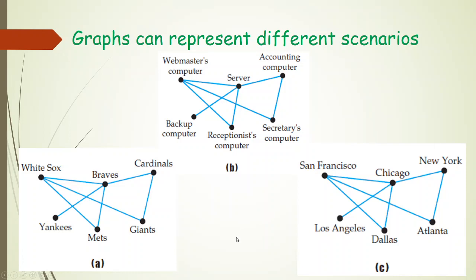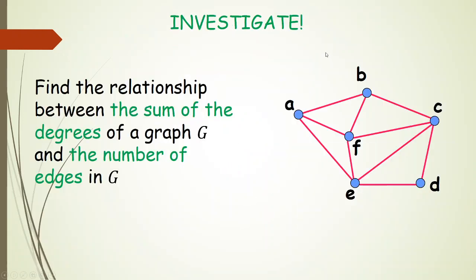They can represent relationships. Now try to look at this graph and analyze the relationship between the sum of the degrees of this graph and the number of edges. So as you can see, the degree of A is 3, the degree of B is 3, the degree of C is 4, the degree of D is 2, the degree of E is 4, and the degree of F is also 4. Now if you try to add those numbers, what will you get?